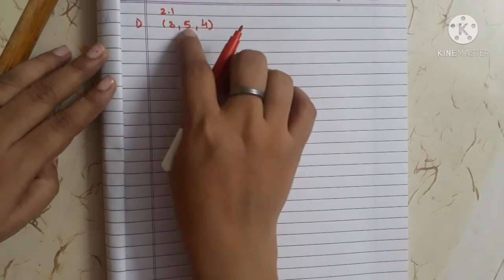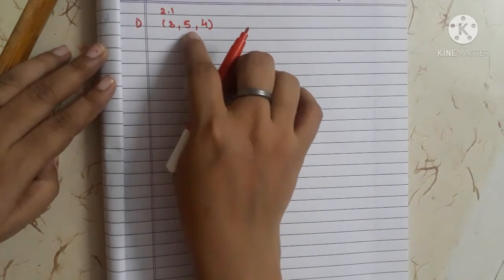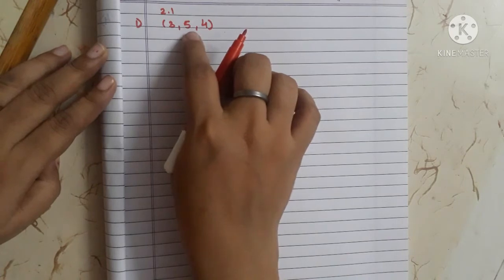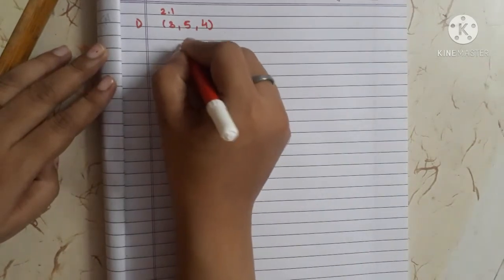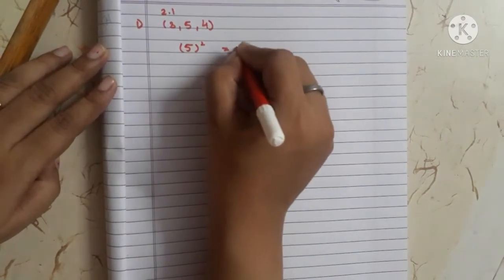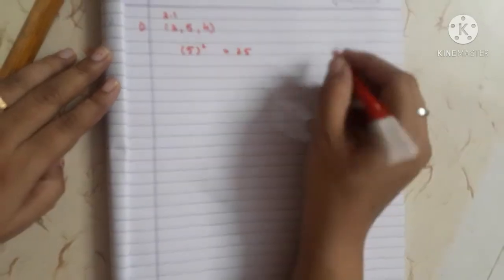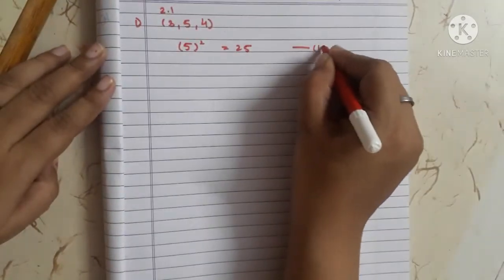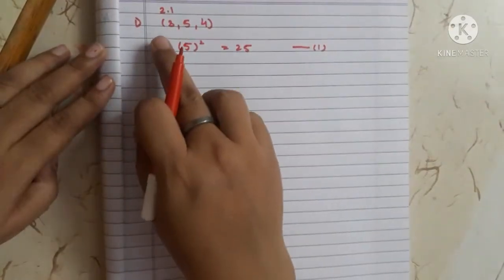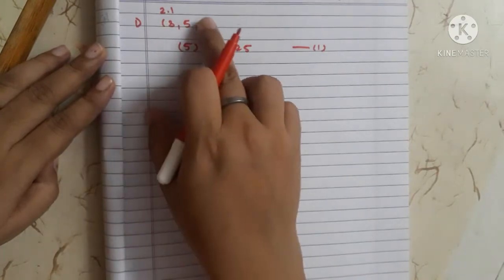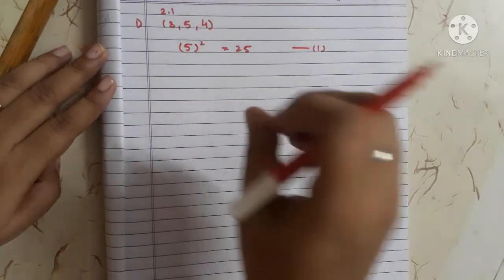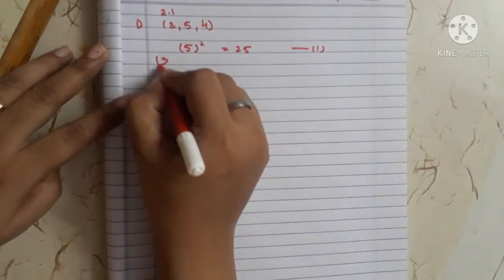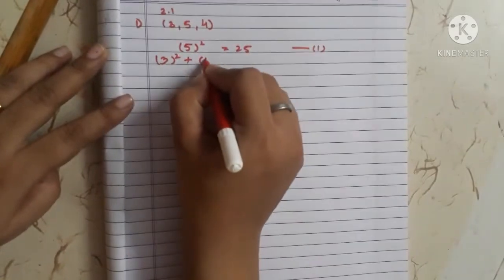First you have to identify the largest number. In 3, 4 and 5, you can see 5 is the largest number. So we will find out the square of 5 first. 5 square is 25, children. Yes, so I will write here 1. Now what we have to do is we have to take the sum of the remaining two numbers, sum of the square.